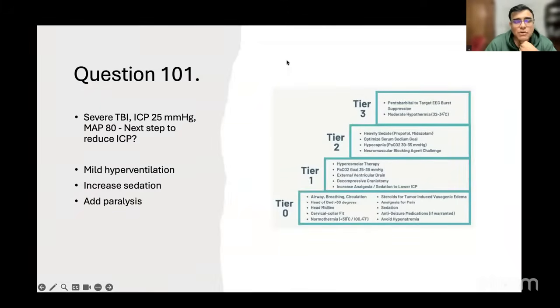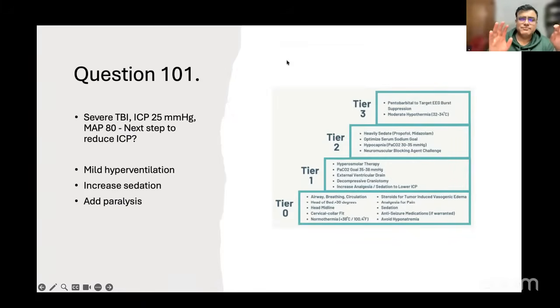So, severe traumatic brain injury, ICP is 25 millimeters, MAP is 80. Next step to reduce ICP? So there is a tiered approach to ICP. If you read the guidelines, BTF, Brain Trauma Foundation, fourth edition guideline, or even the Seattle guidelines, 2019, which came out, there's a tiered approach to management of raised ICP.